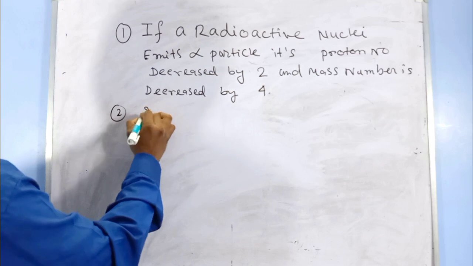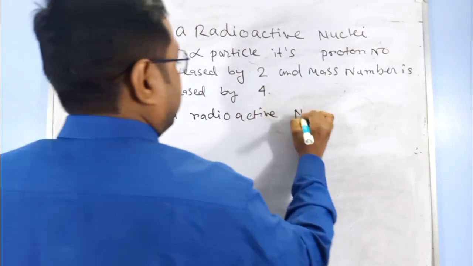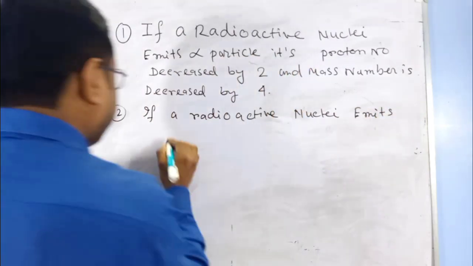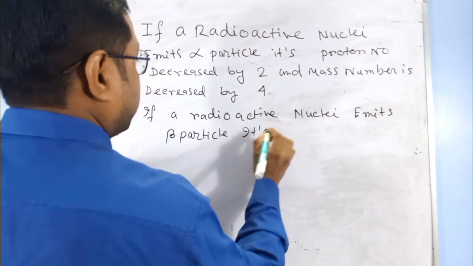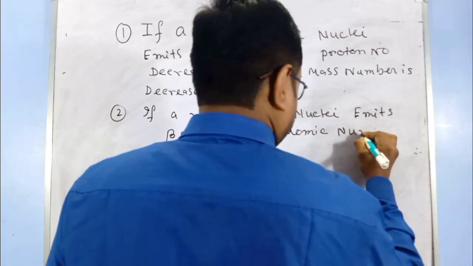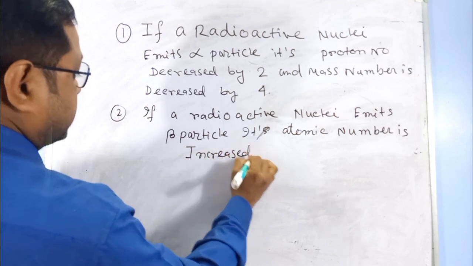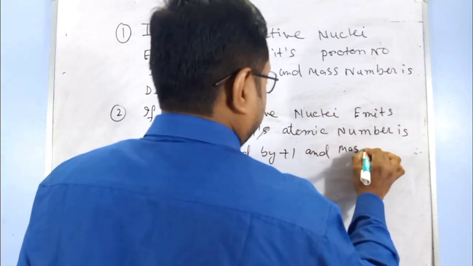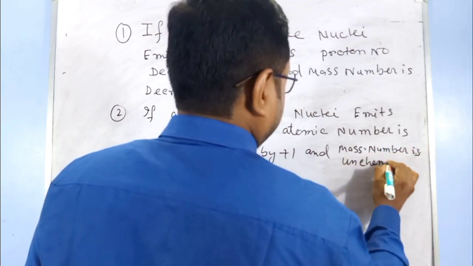Number 2, if a radioactive nucleus emits a beta particle, its atomic number or proton number is increased, not decreased, increased by 1, and mass number is unchanged.